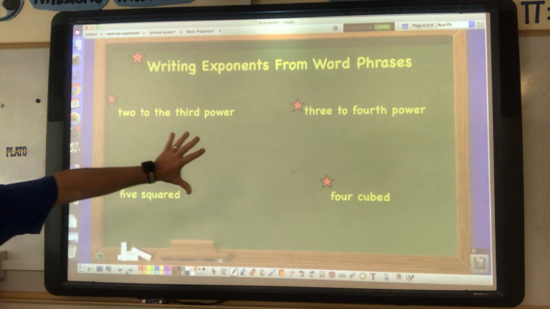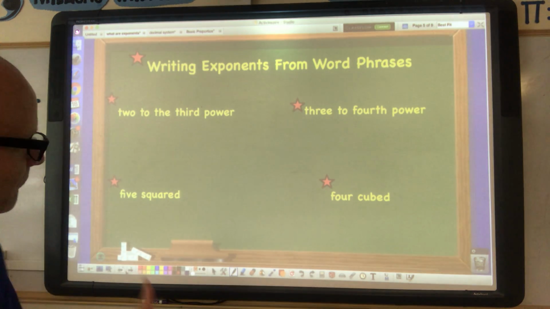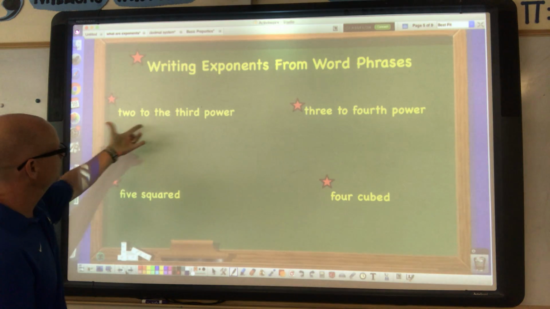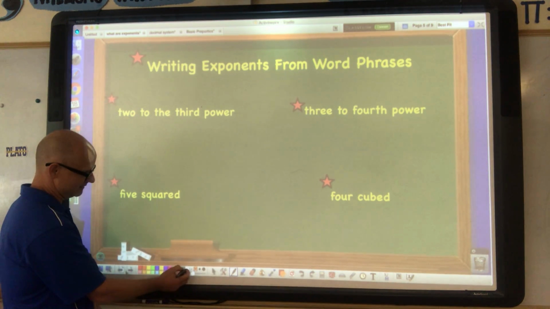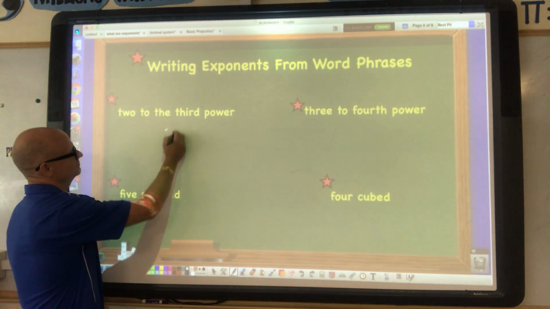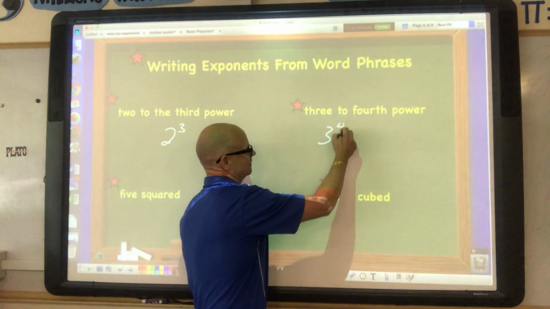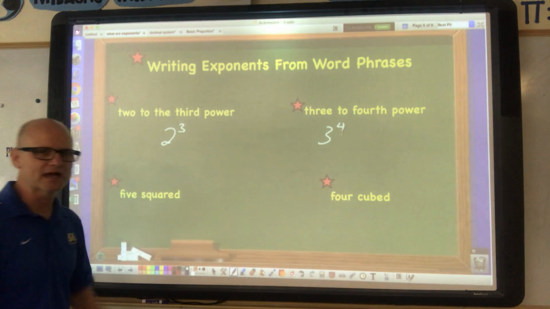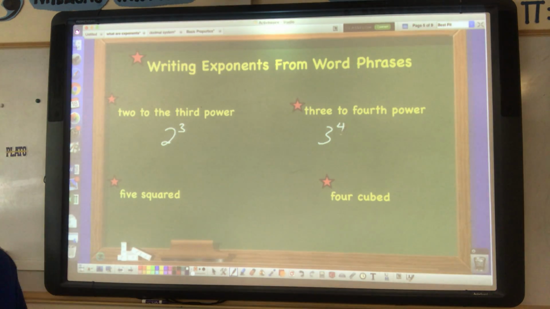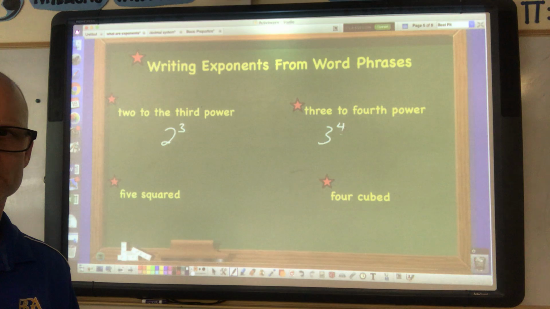So, writing exponents from word phrases. A lot of you can do most of these, I think. 2 to the 3rd power, how would you write that? In standard form, you just say 2 to the 3rd power. 3 to the 4th power? But these two, I'm sure you are familiar, but 5 squared really means what? Write it down.